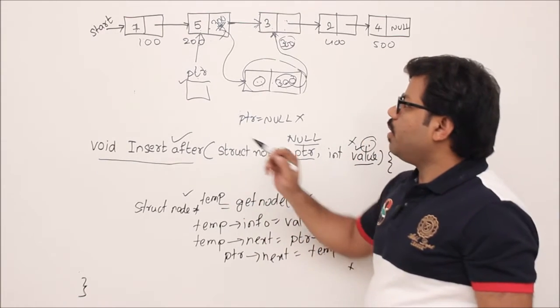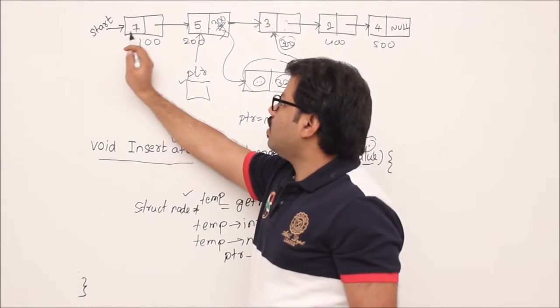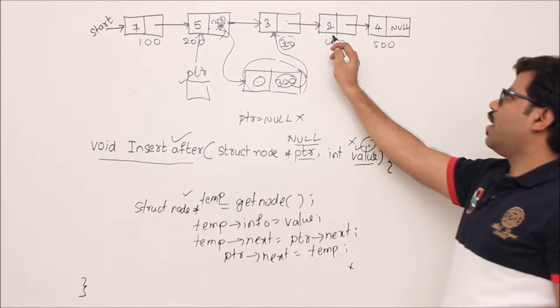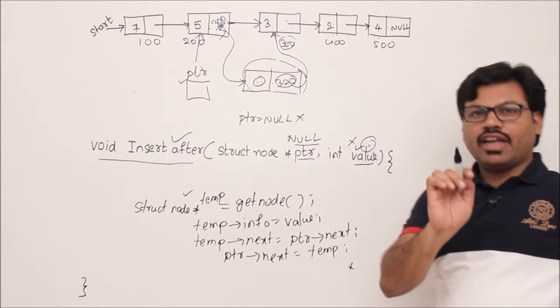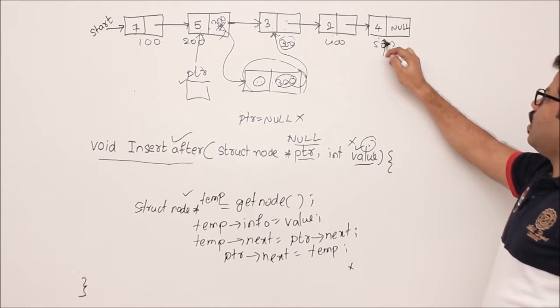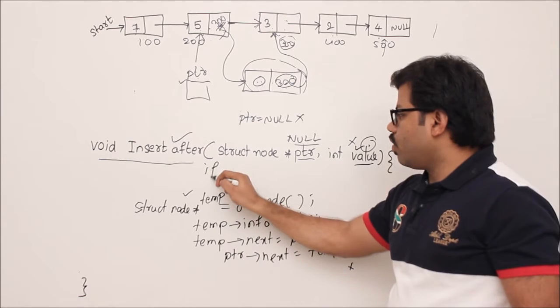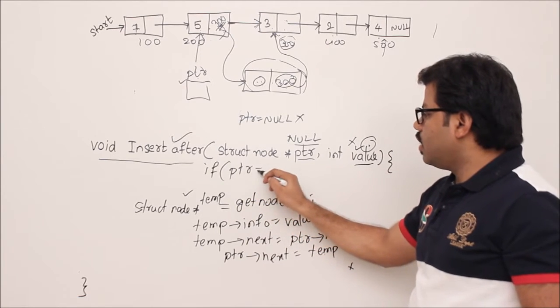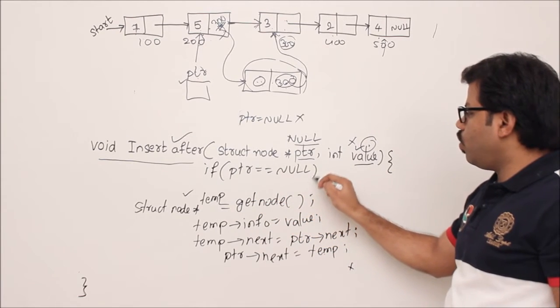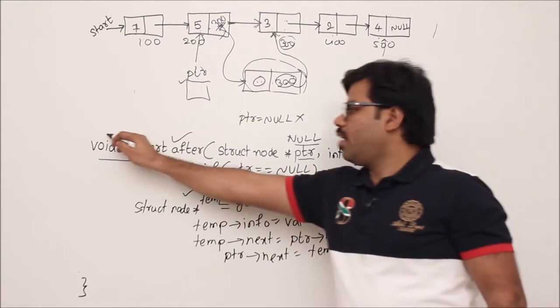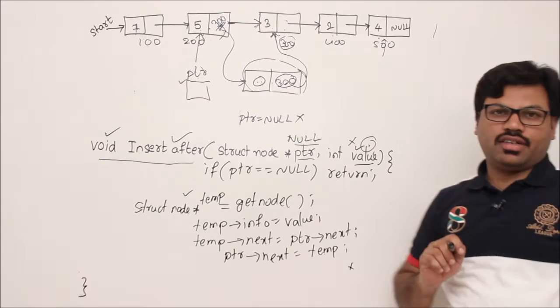Fine. Second one, anything else? If someone asks me to insert after this node, fine, I can do it. This node I can do, this node I can do, this node I can do. If they give a valid node, definitely after this also I can insert, not a problem, correct? That's why if ptr equals null, then simply write I don't do, that means return, simply close it. And what is the return type? Void. That's why we are simply writing return, right?